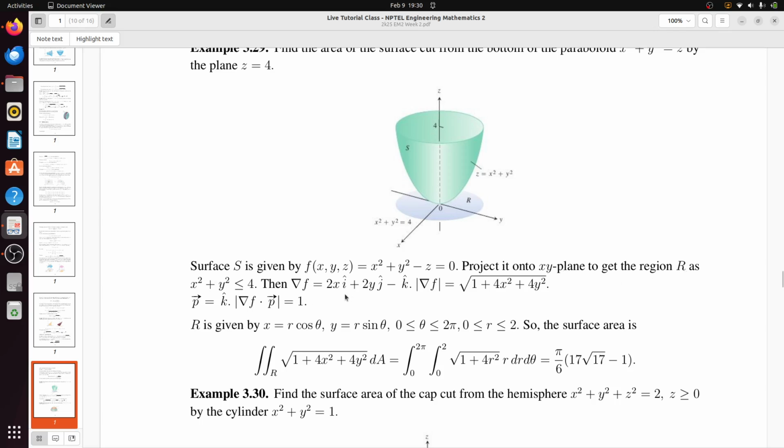Your grad f gets it as 2x i cap plus 2y j cap minus k cap. Modulus of grad f is this. So now you need to determine this p vector. P vector is k cap, so grad f dot p you will get it as 1. Next this is the integral of square root of 1 plus 4x square plus 4y square dA. This you have projected onto the circle. So r varies from 0 to 2, theta angle is 0 to 2 pi. This is the integral of square root of 1 plus 4r square r dr d theta. So that is pi by 6, 17 square root 17 minus 1.